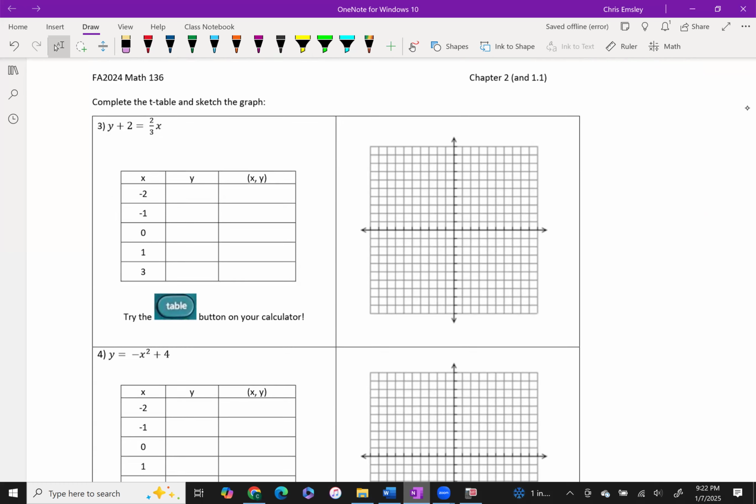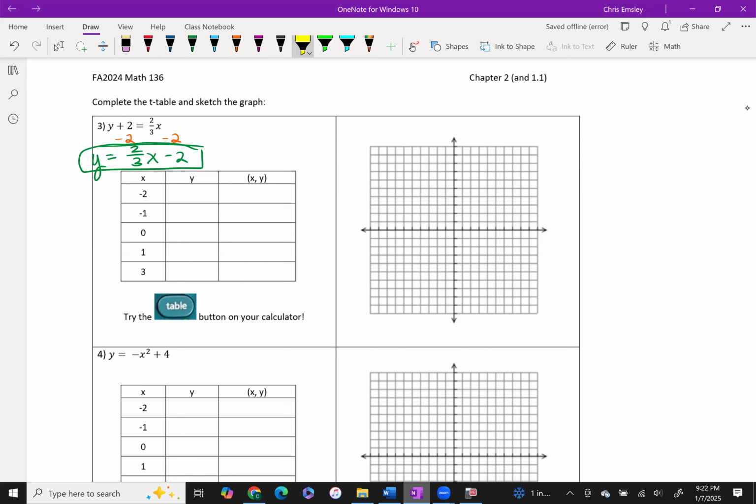Right now, this equation is not solved for y and it's not solved for x. We could work with it like this, but honestly, I like it a little better if it is solved for y. So the first thing I'm going to do is subtract 2 from both sides. And when I do that, I then have y equals 2/3 times x minus 2. So I'm going to use this for my calculations. Okay, now I've already been given some x values, so those are the numbers I need to plug in for x, and then I calculate what y is equal to.